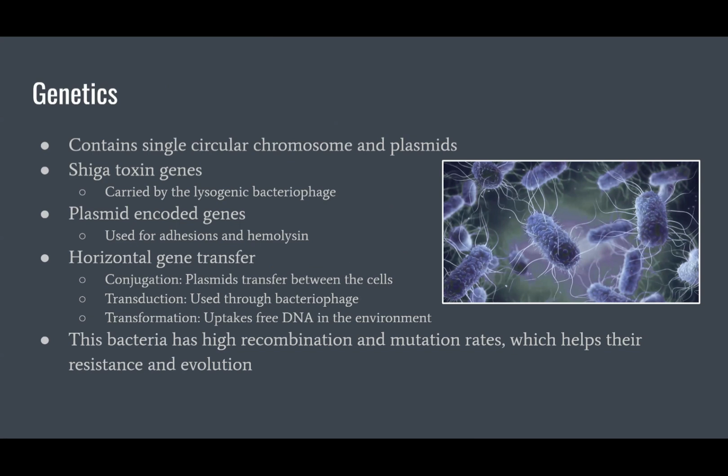This strain contains a circular chromosome and plasmids that may carry genes for antibiotic resistance and virulence. Its most dangerous genes are the Shiga toxin genes, acquired from lysogenic bacteriophages. These toxins are responsible for causing hemorrhagic colitis and hemolytic uremic syndrome. This strain can also exchange genetic material through conjugation, transduction, and transformation, increasing its adaptability, combined with mutations and mobile genetic elements. This genetic flexibility allows it to thrive in clinical and environmental settings.